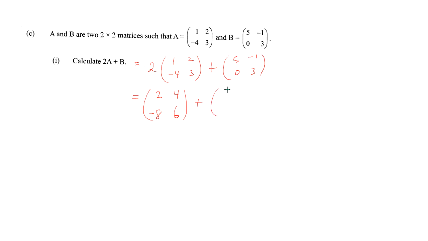Plus, I'm going to write back this matrix here, which is B. Now we're going to add the elements that are in the same position. So 2 plus 5 will give me 7. 4 plus minus 1 will give me 3. Minus 8 plus 0 is minus 8. And 6 plus 3 will give me 9. So this is 2A plus B.